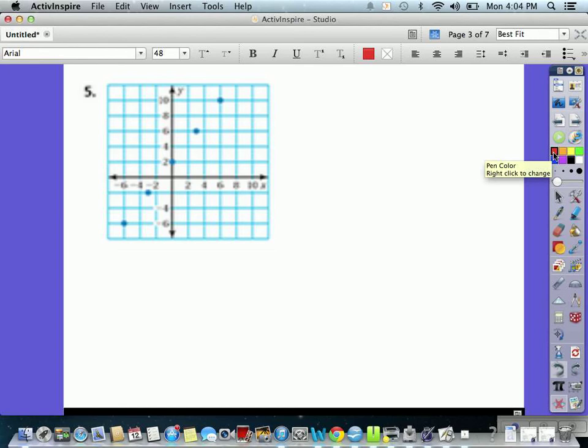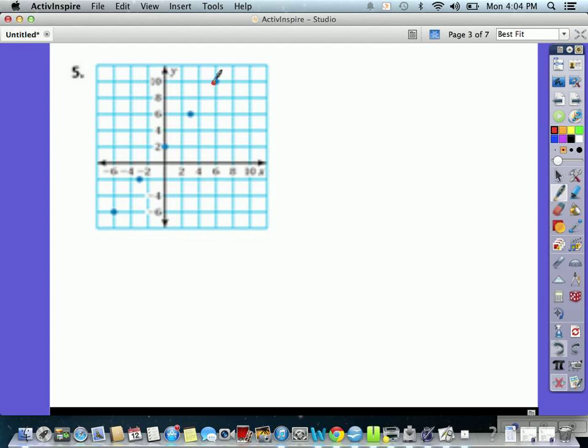The points that I am going to use is going to be this point right here, which is x and y. That's how I like to write my points. So this would be 6, 10. Then I'm going to also use this point right here, which is 3, 6.